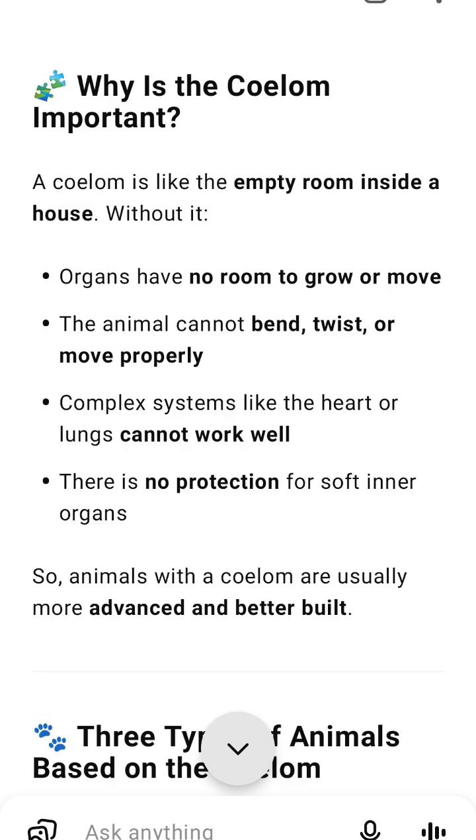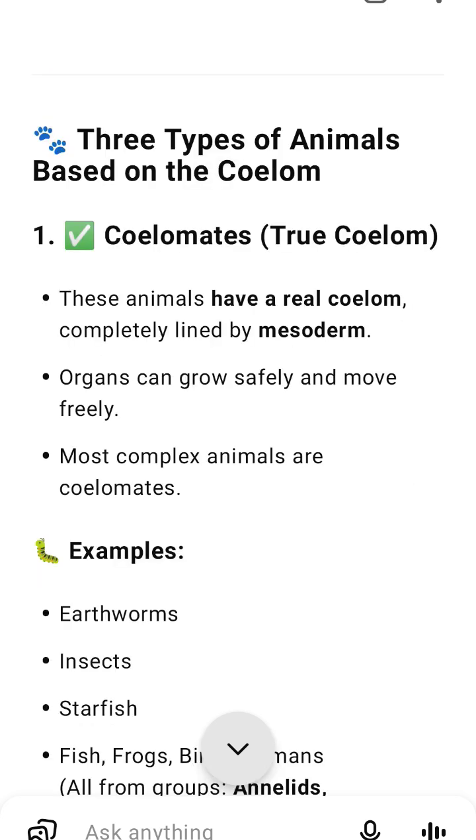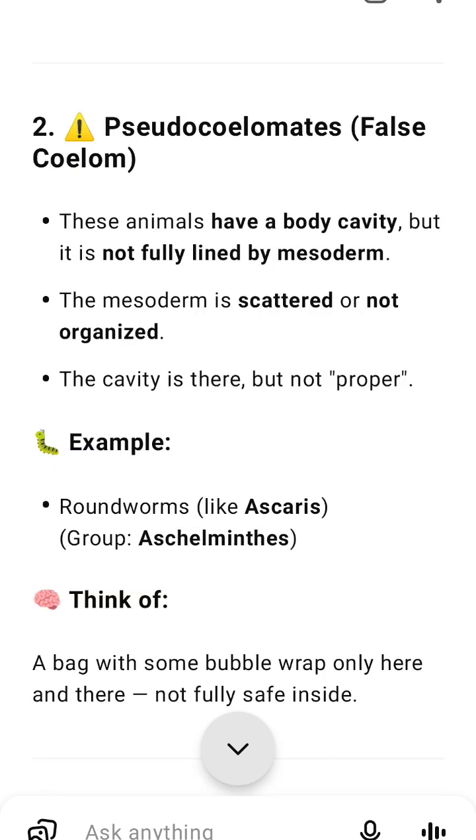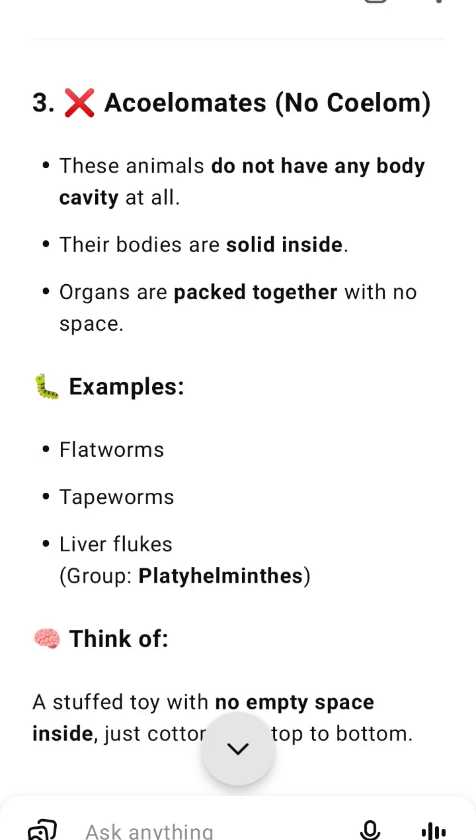Summary table: type of animal, body cavity present, lined by mesoderm, complexity, examples. Think of empty space inside. Coelomates: yes, true coelom, yes, fully. Most complex: earthworm, insects, humans, fish. Pseudocoelomates: yes, false coelom: roundworms, Ascaris. Acoelomates: no. Least complex: flatworms, tapeworm.